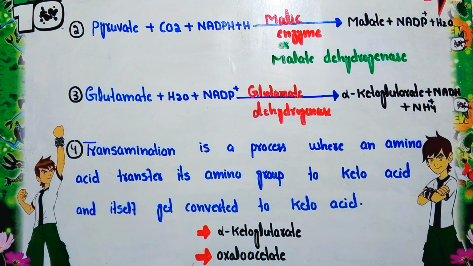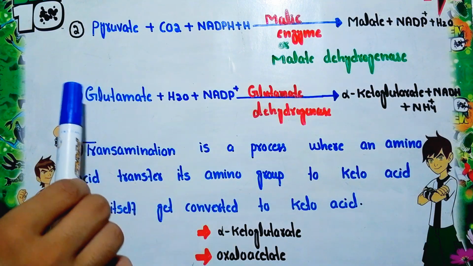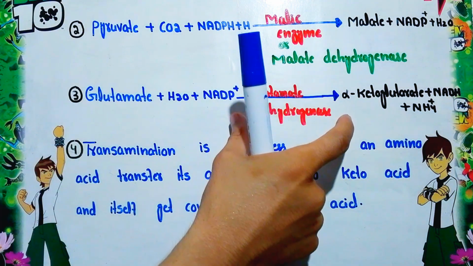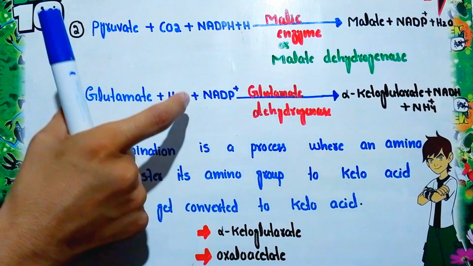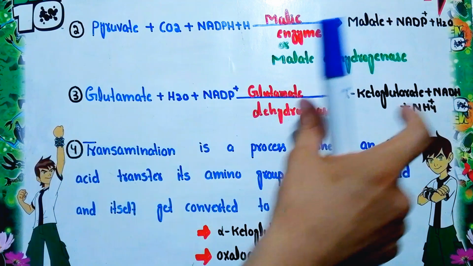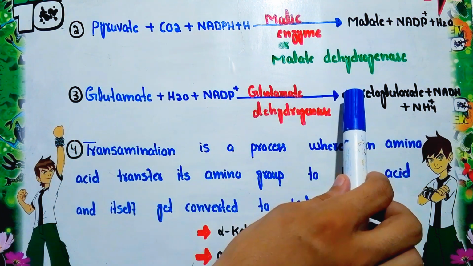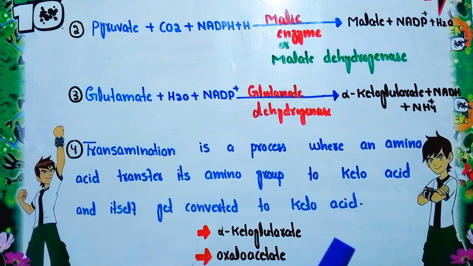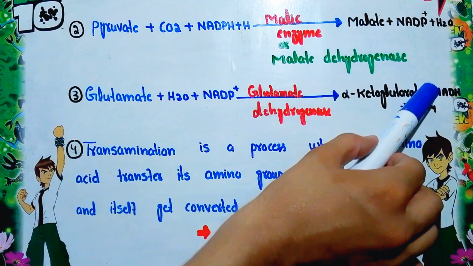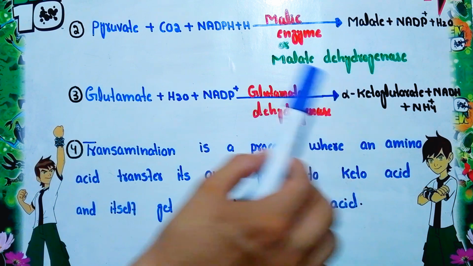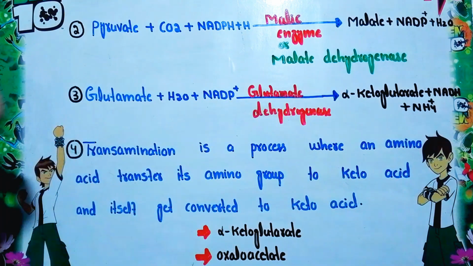Now look, see here the third anaplerotic reaction. In this reaction, glutamate will combine with a water molecule. Here the glutamate dehydrogenase enzyme will catalyze this reaction and convert this glutamate into the intermediate of the TCA cycle, that is alpha ketoglutarate, and along with this NADH and an ammonium ion are formed. So here another intermediate of the TCA cycle is replenished through this anaplerotic reaction.